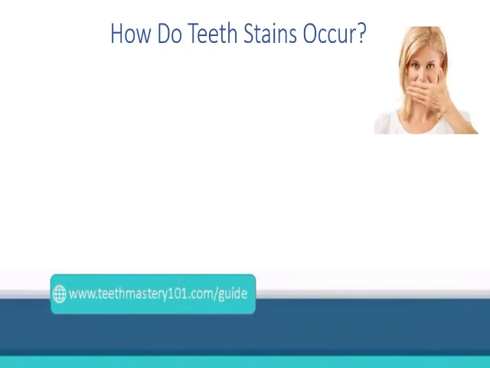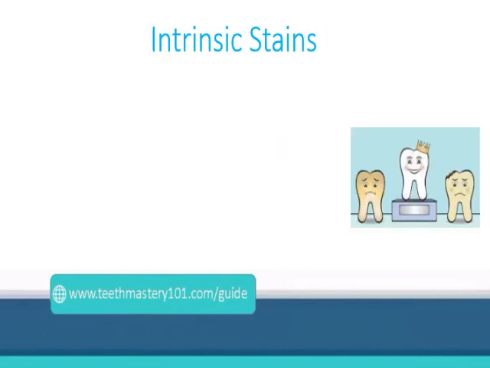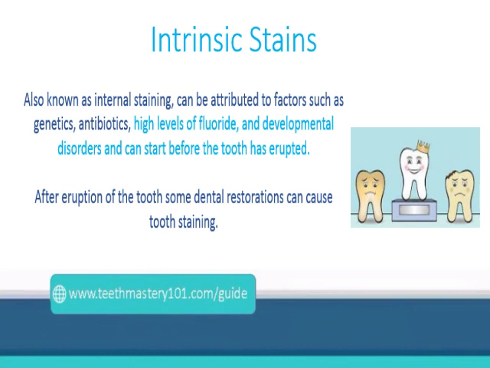How do teeth stains occur? Well, there are a few ways. Number 1, intrinsic stains. Number 2, extrinsic stains. Intrinsic stains, also known as internal staining, can be attributed to factors such as genetics, antibiotics, high levels of fluoride, and developmental disorders that can start before the tooth is erupted. After eruption of the tooth, some dental restorations can cause tooth staining.